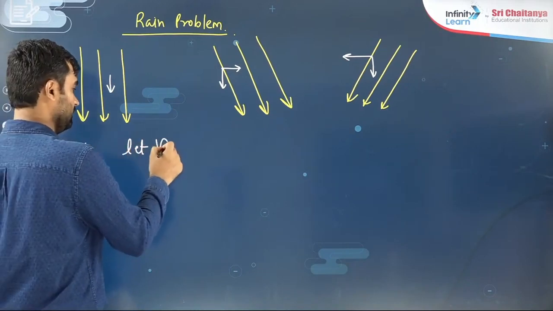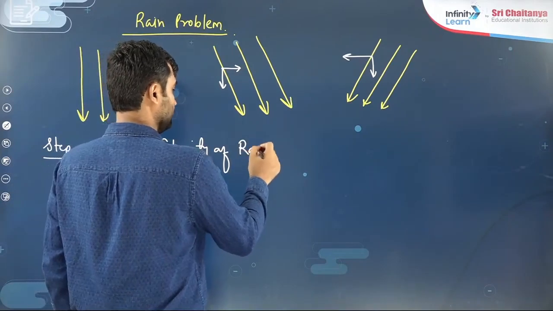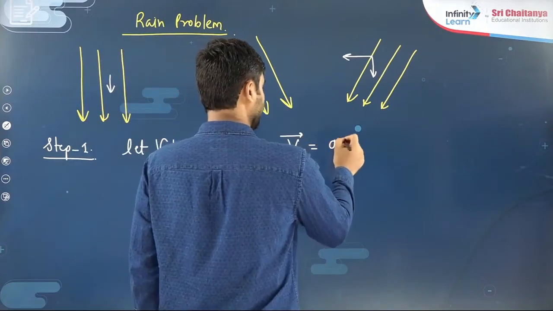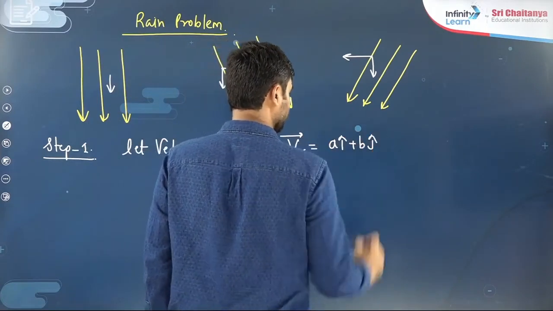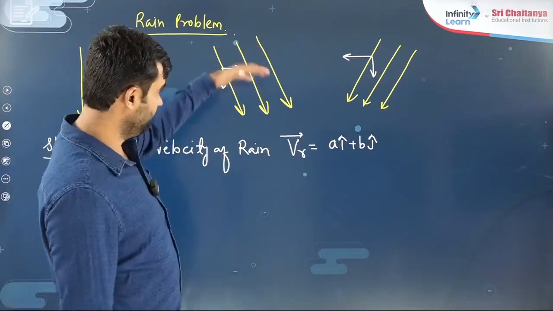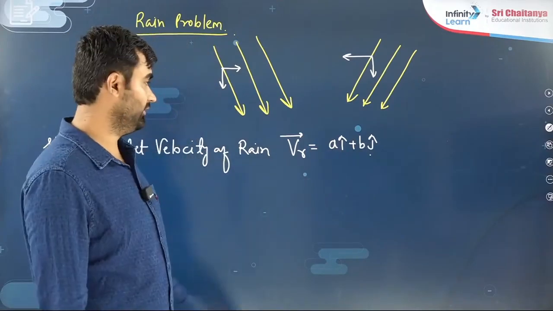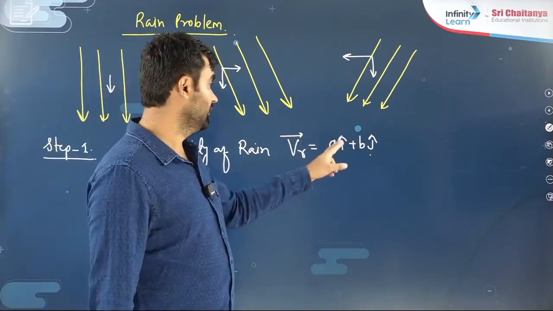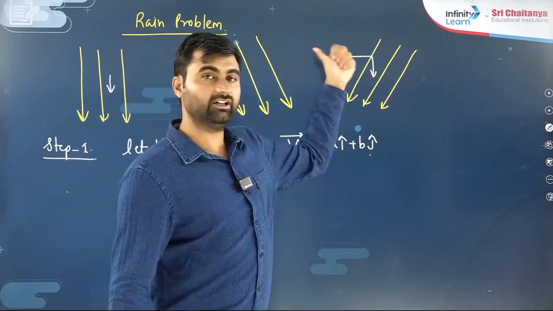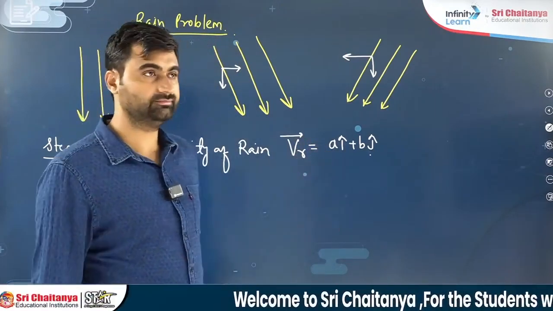So step 1: let the velocity of rain, VR, be equal to a i cap plus b j cap. This is the velocity of rain we assume. It is always in the downward direction, so this j cap will be minus j cap, because it is always vertically downward. The i cap can be plus or minus. So the first step, we have to assume the velocity of rain.